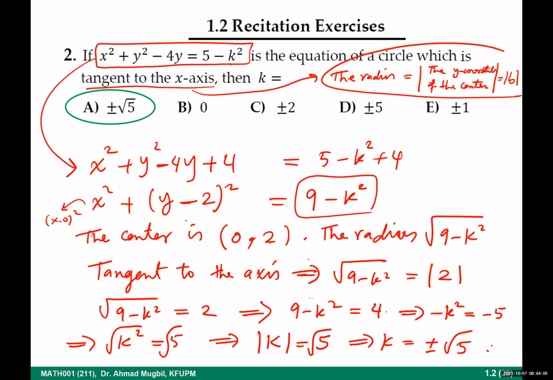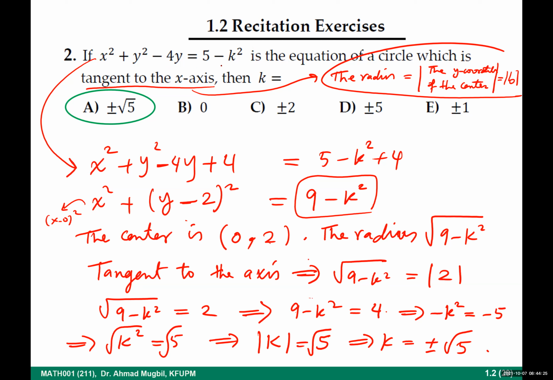There is a trick here, Shabab, in this question. If you know what we mean by tangent to the x-axis, you can solve it. And also here, the trick is about the notation. This k is not the same as the k that you have in the center. So here, think about it in general.